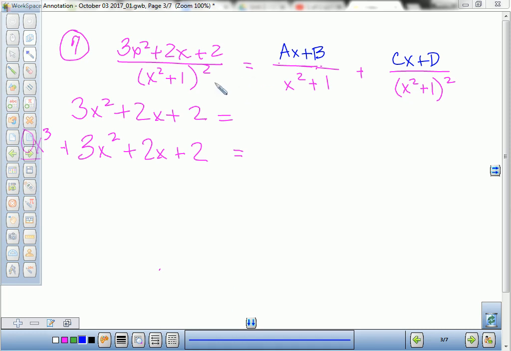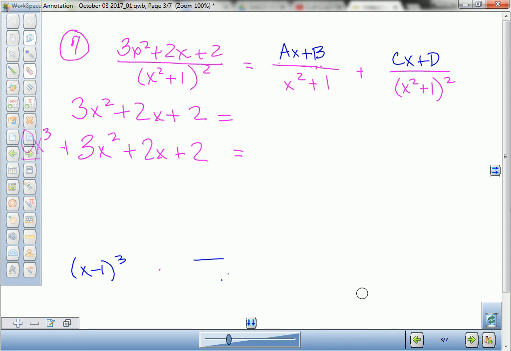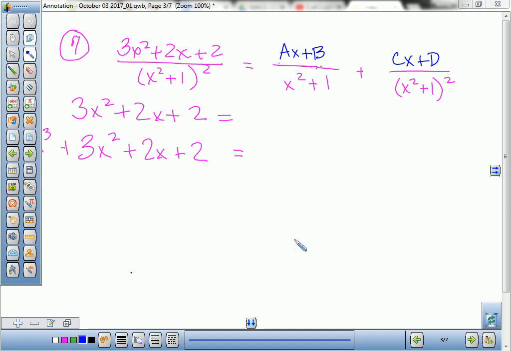Okay, now, anytime we have a repeated factor, basically what you do is start with 1 and work your way up to that power. So, if I had x minus 1 cubed, I would need 3: x minus 1, x minus 1 squared, x minus 1 cubed. Very good. To the first power, to the second power, and to the third power. Okay? So when we have repeated powers, that's how we have to break it up to do our partial fraction decomposition. Okay. So, let's go back to our current problem.